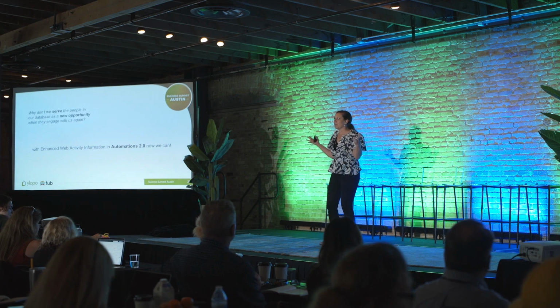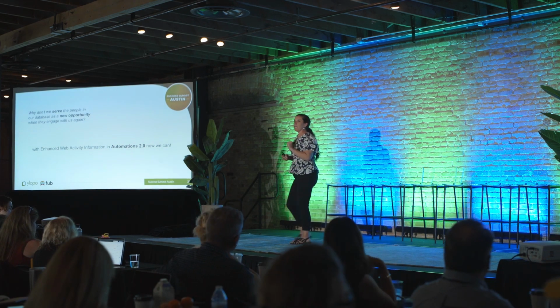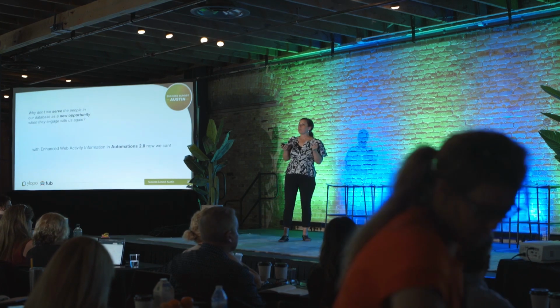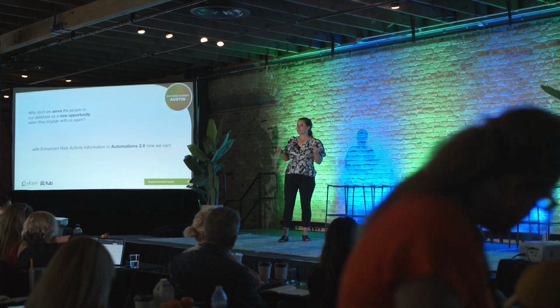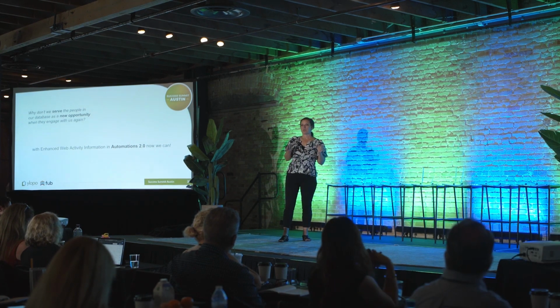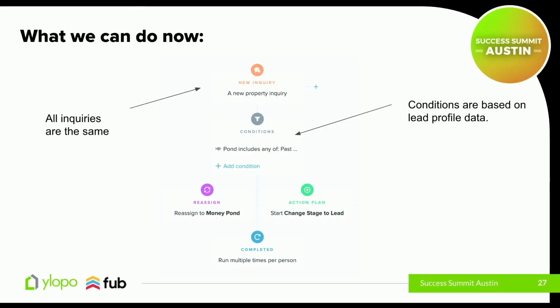But we all know sometimes people click around, they look at stuff. But if that person was treated as a new opportunity, then it could be routed as a new lead, right? Without changing the original source data. So right now, if a new property inquiry comes in, maybe the condition is that it's a past client, then maybe I reassign it to my money pond and I change the stage to lead, and I hope for the best, right?